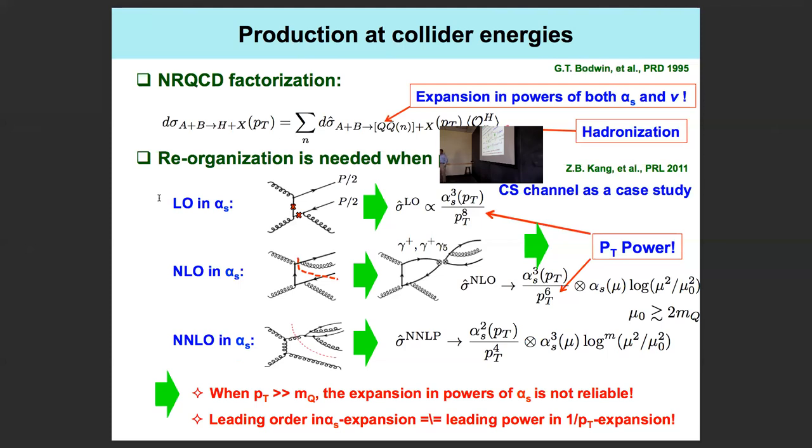Because NRQCD is an effective theory, a soft effective theory, you apply it to the region with momentum much less than the mass. So that's the reason. If you go to the next region or even worse, you can get more, PT^4, but even though you pay a two-power price in alpha_s, you gain a huge effect if the PT is much larger than the mass. But the problem is, it doesn't continue further.